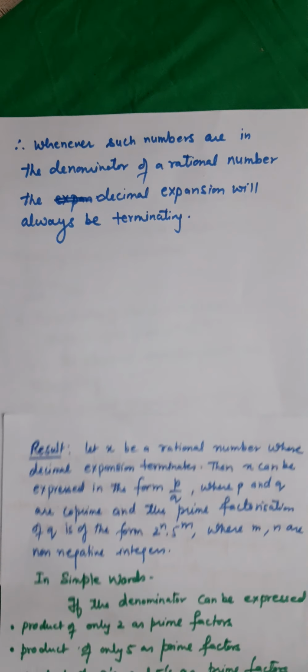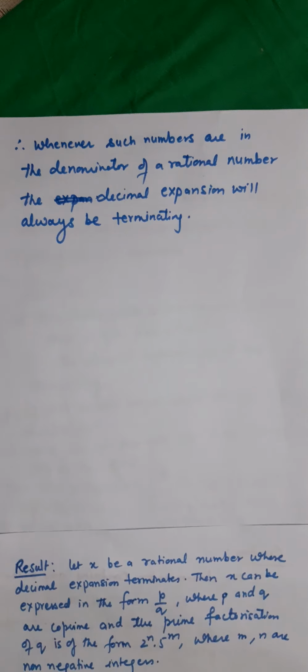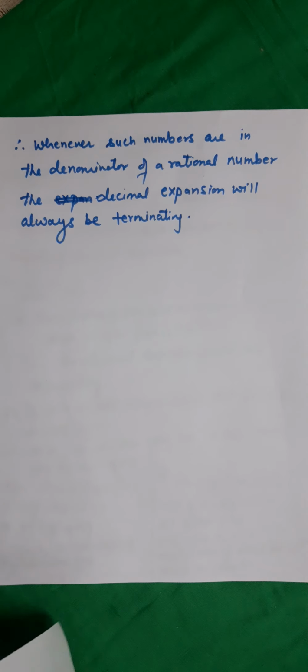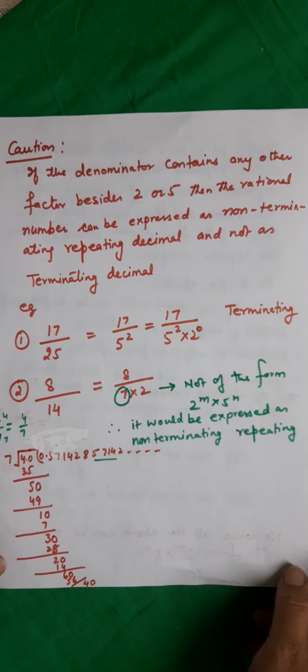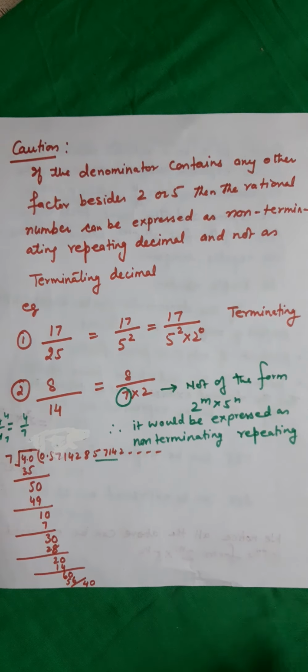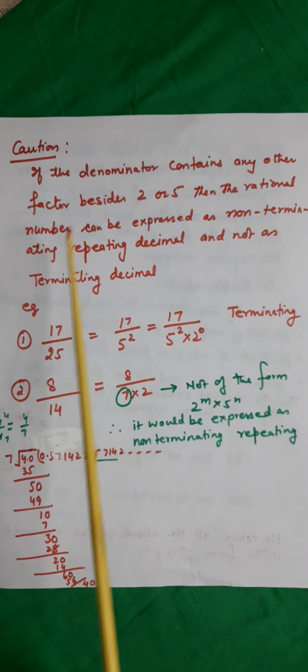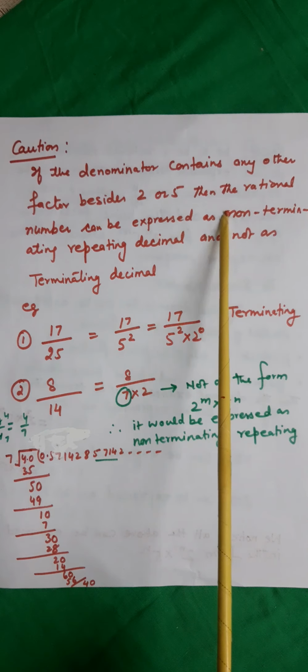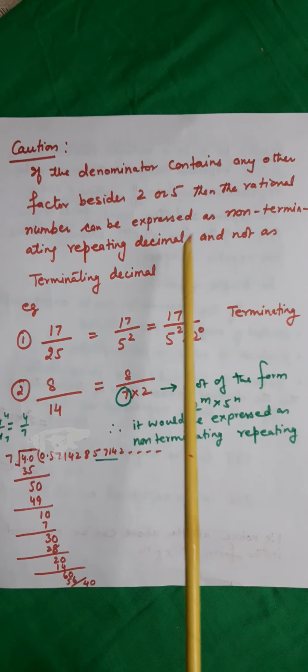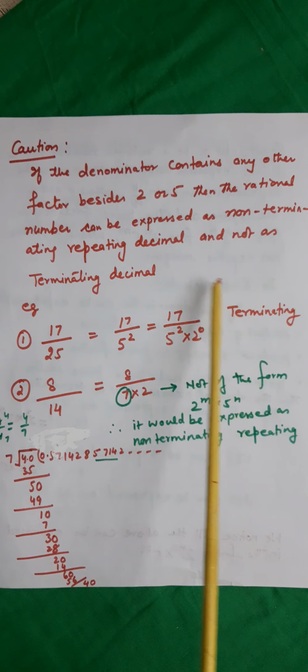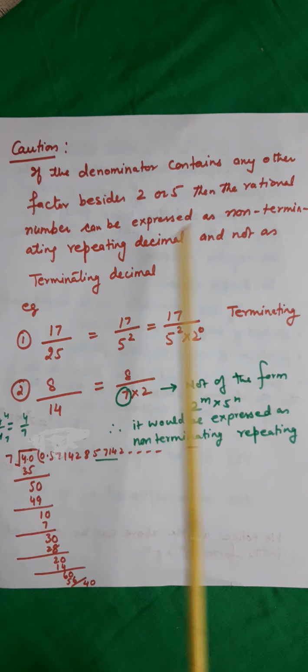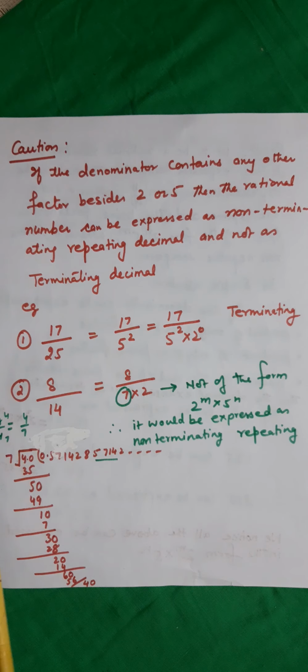So we can summarize that whenever such numbers are in the denominator of a rational number, the decimal expansion will always be terminating. But there is one caution, that is, if the denominator contains any other factor besides 2 or 5, then the rational number can be expressed as a non-terminating repeating decimal and not as a terminating decimal. Let's see a few examples to see this.